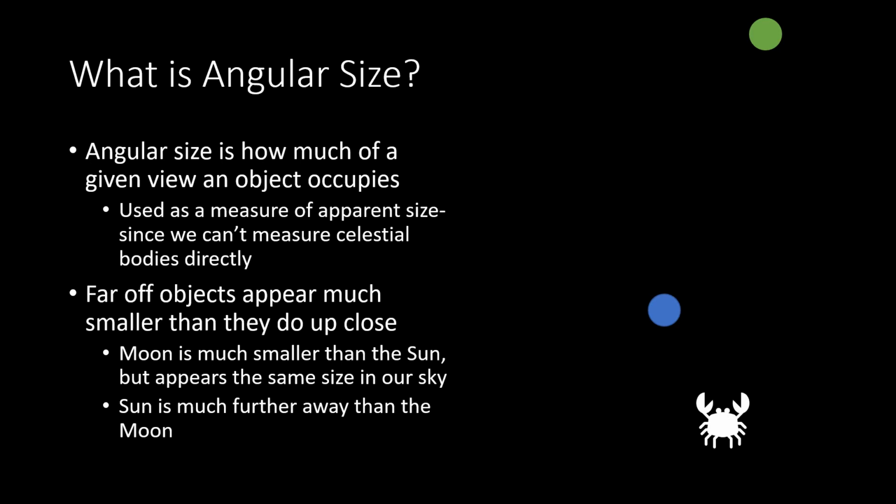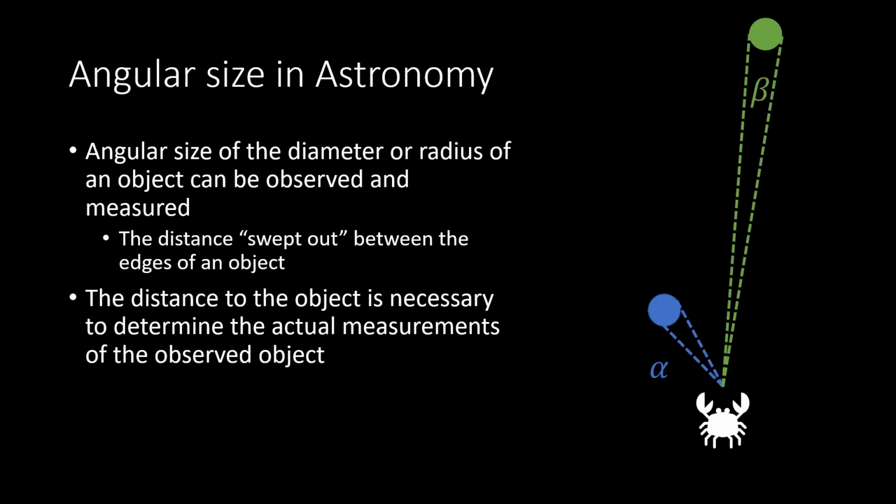As you'll learn in the class, most of the stars we can see in our sky are very, very big, much larger than our sun. Since they're so far away, they look much, much smaller. The example here is this crab viewing these two objects. These two objects are the same size, but since the green object is so much further away, the crab sees that object as taking up much less of the sky.